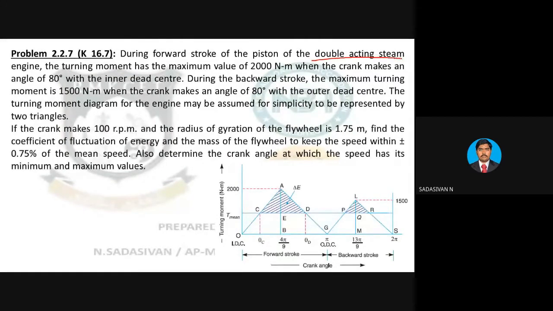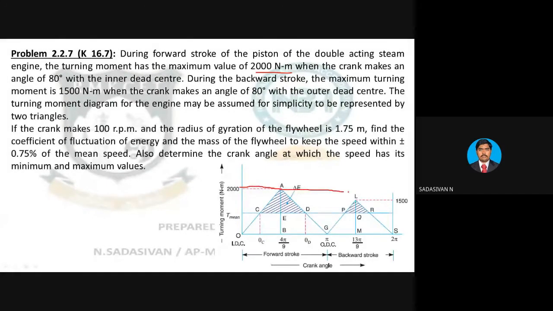If you read this and see the graph, one power stroke, second power stroke within one revolution. So that is symbolically what you have to understand. So, double acting steam engine. The turning moment has a maximum value of 2000 Newton meter. So which means what? Which is the maximum in this graph? Peak. This is the maximum.